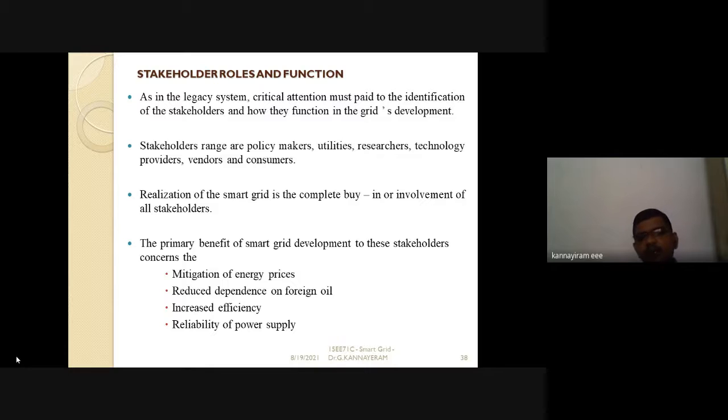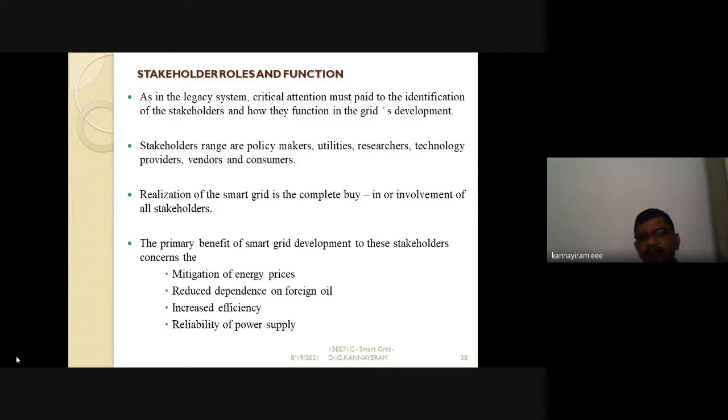Stakeholders range from policymakers, utilities, researchers, technology providers, vendors, and consumers. Here, realization of the smart grid requires the complete buy-in and involvement of all types of stakeholders.